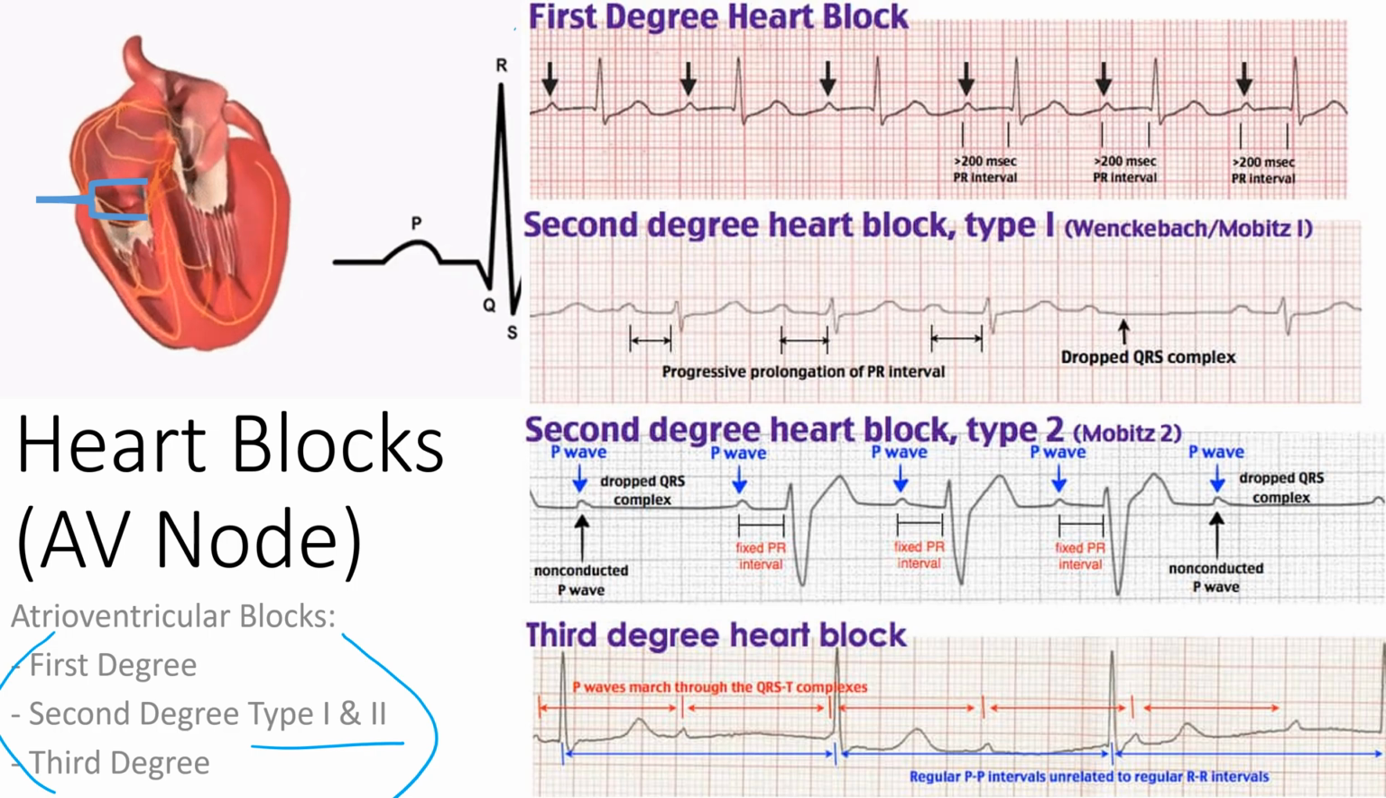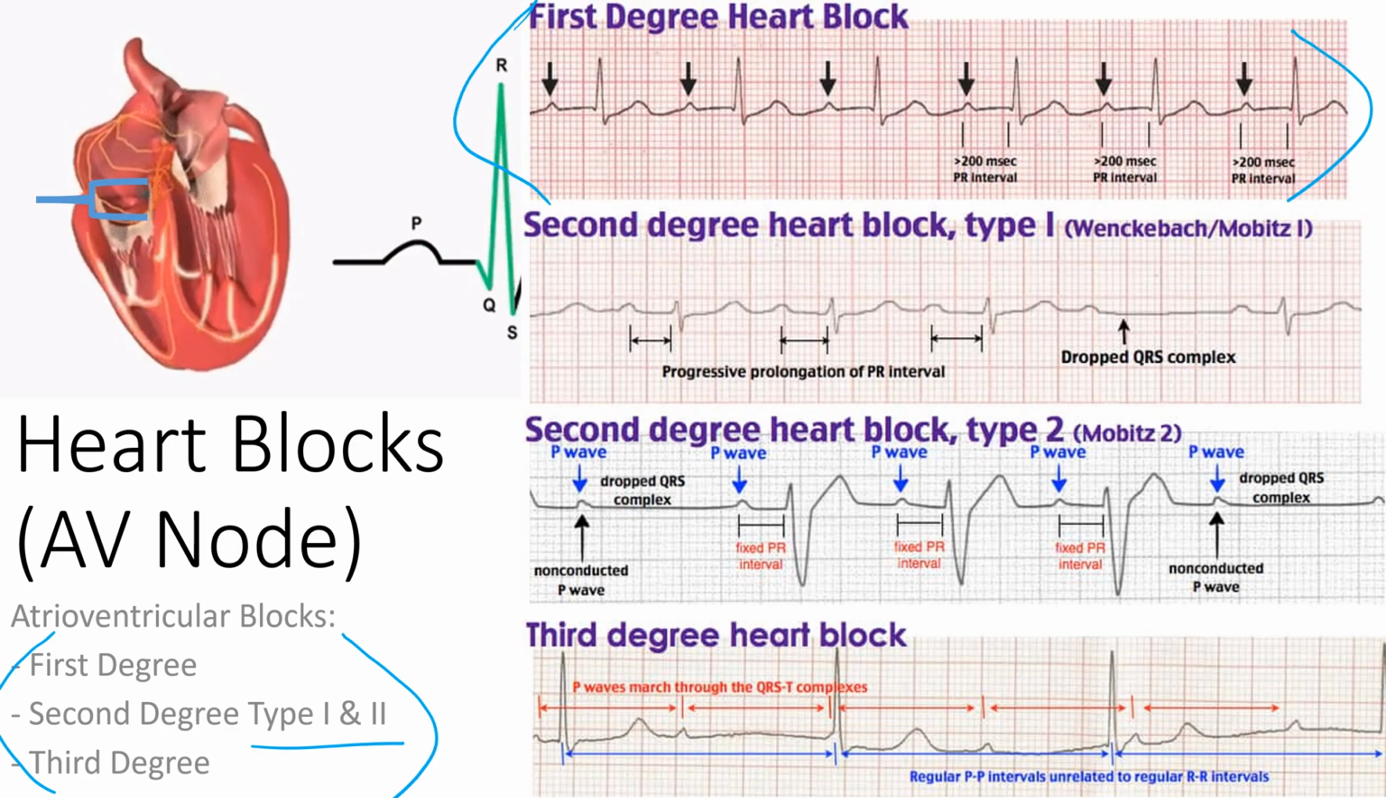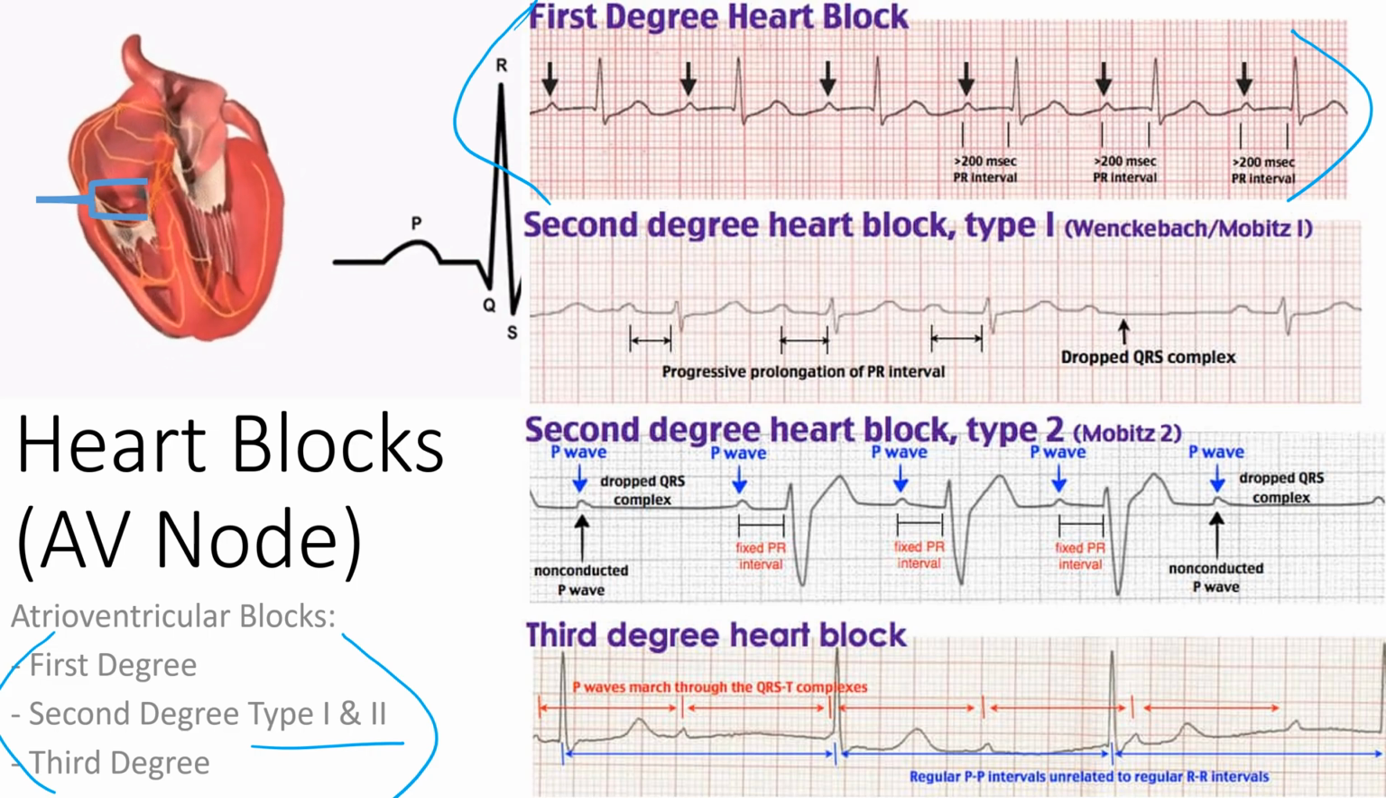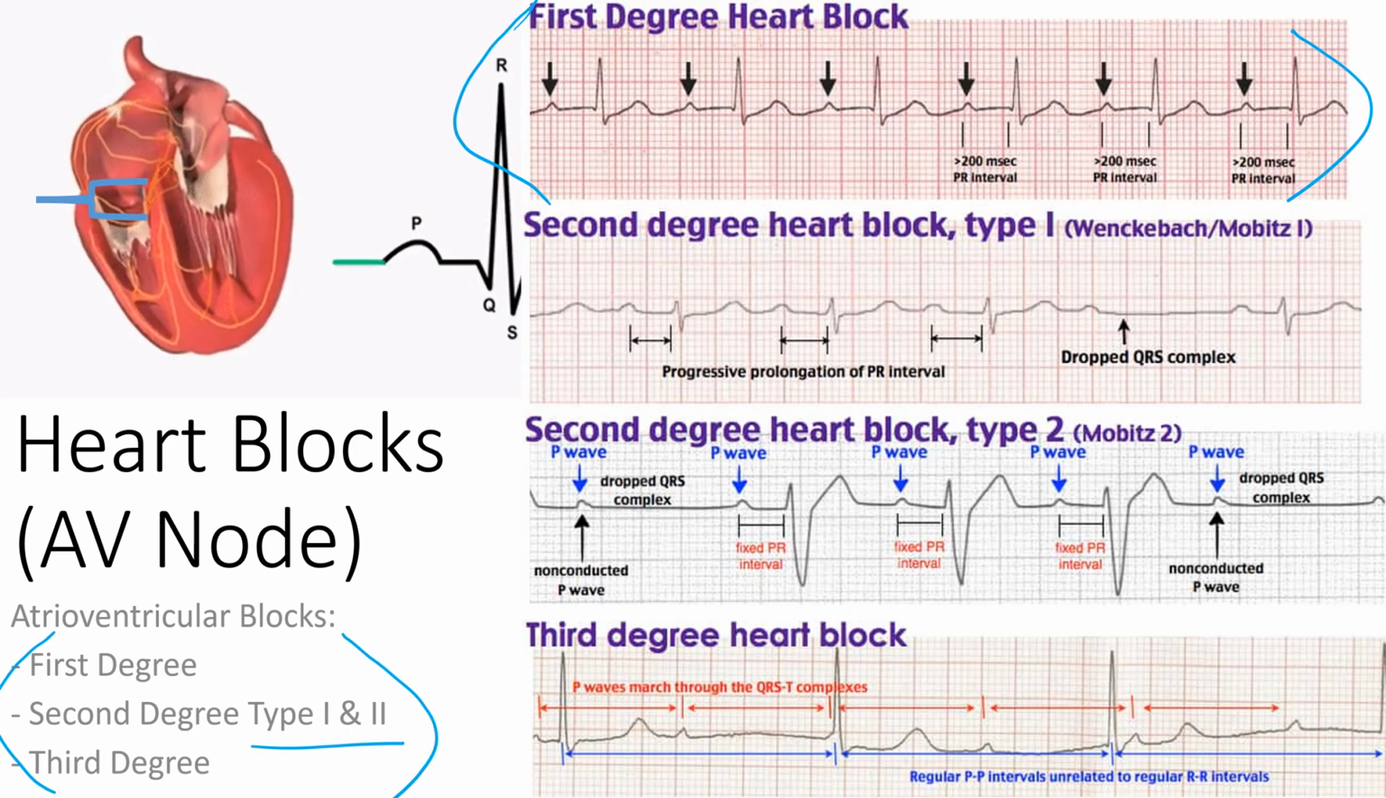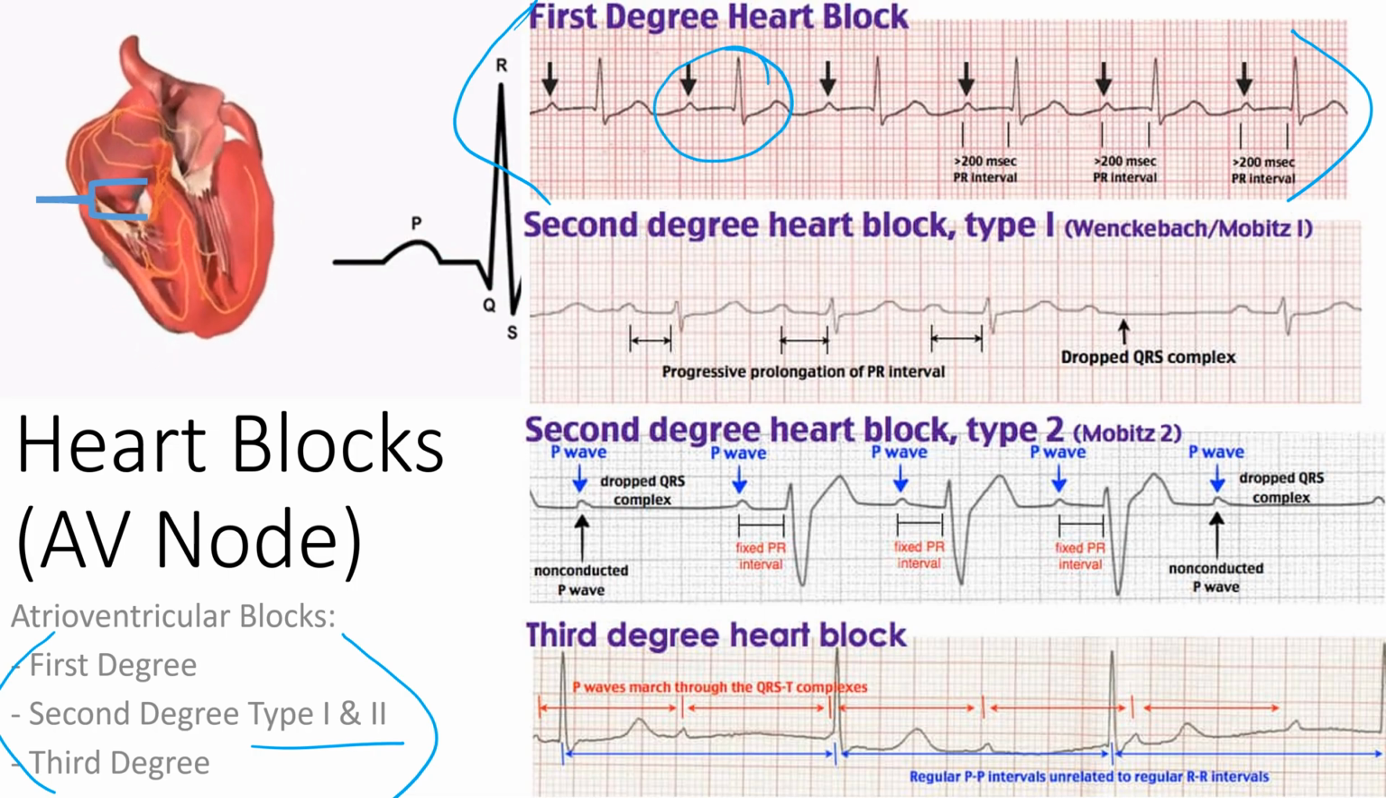So we have the first degree AV block, which is your most simple one, just means that one of your intervals is prolonged. Which interval is that? What interval talks about your AV node? The PR interval, right? Not the QRS, but the PR interval. So the PR interval, this guy right here, is prolonged.